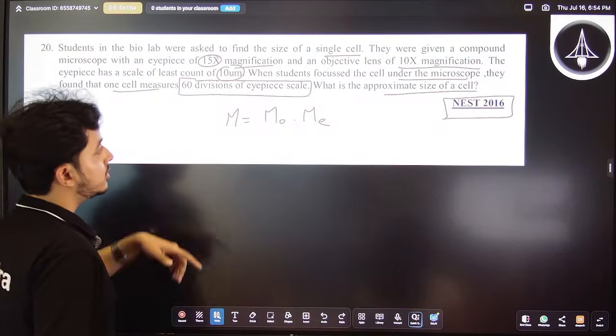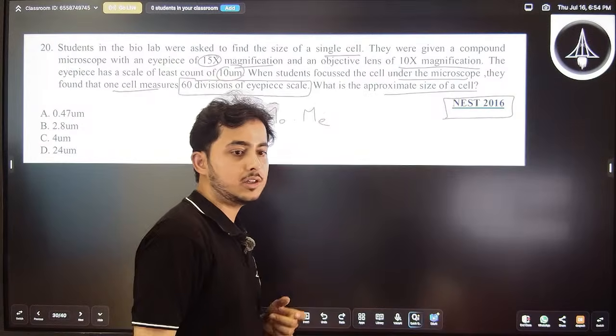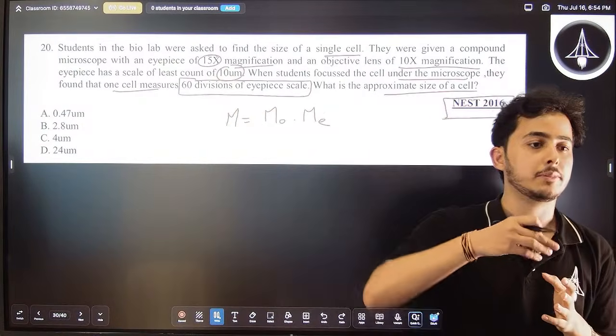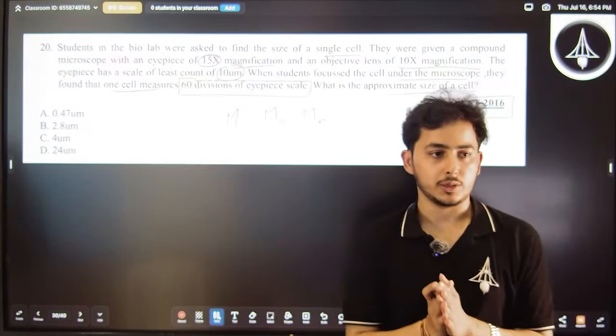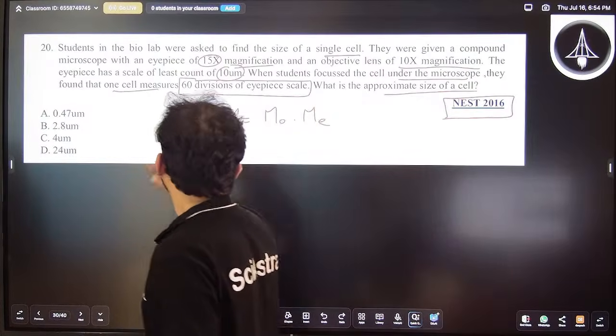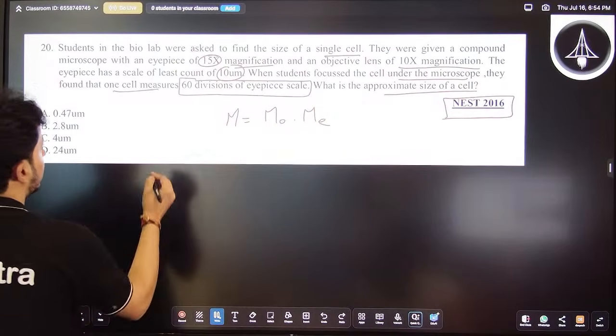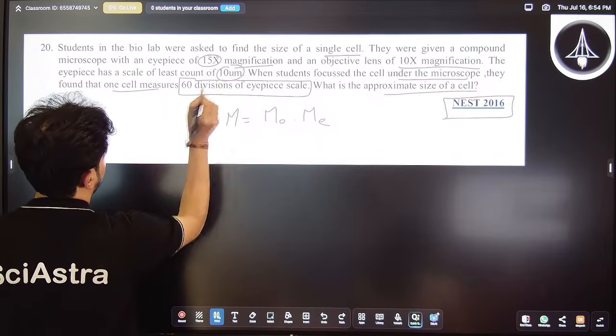Now you need to solve this question. So what is least count? Least count is the minimum value that you can measure for any instrument, correct? So that is something you call a least count. Here the least count is 10 micrometers.